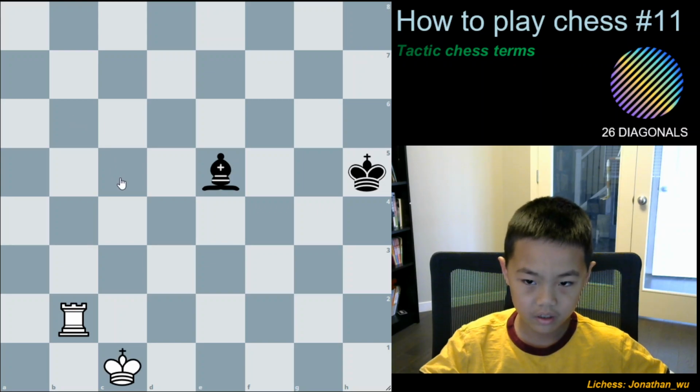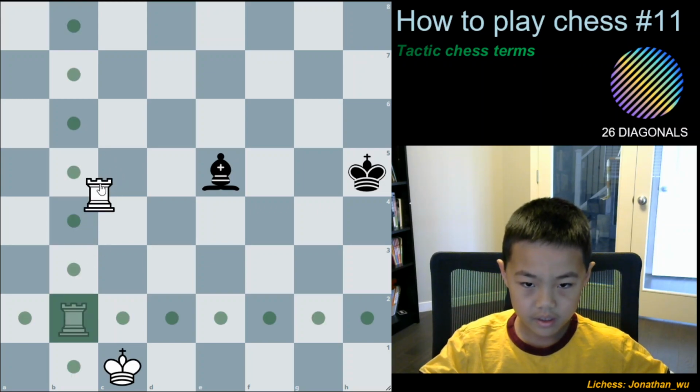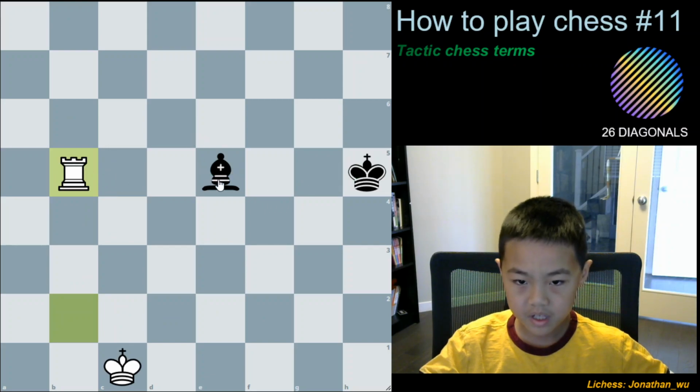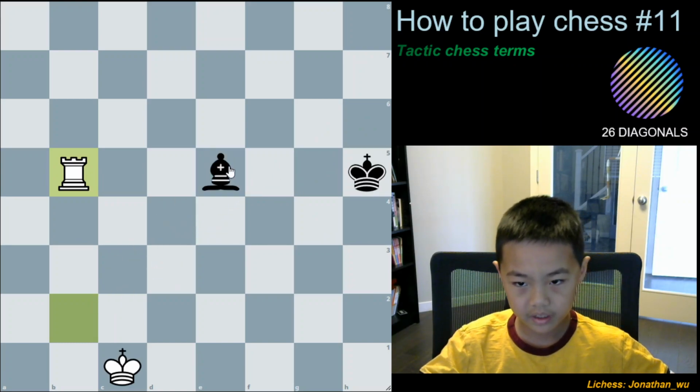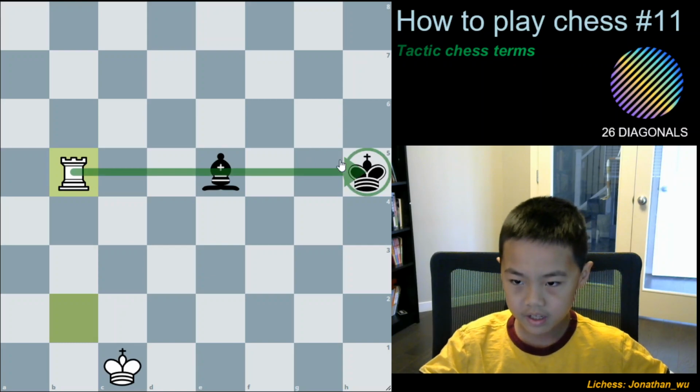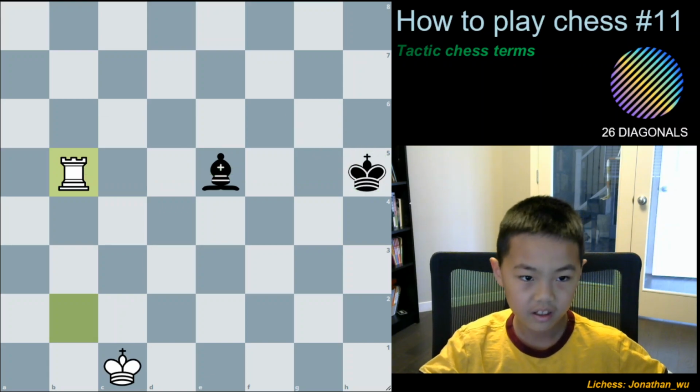So this is called the pin, and that is when a piece, in this case a rook, is pinning the bishop from moving because the king is going to be under attack if the bishop moves. And since the king doesn't have any way to protect it, you lose the bishop. You can't move the bishop because I already told you the king is going to be under attack, and then they would just take your king.